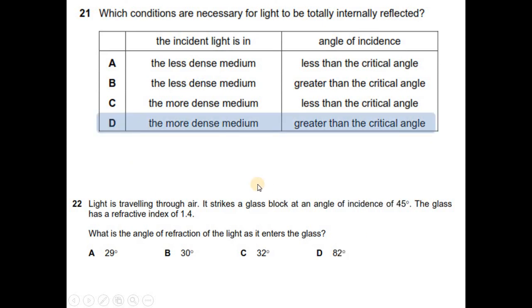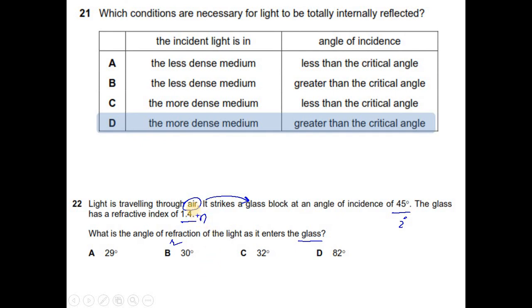Light is traveling through air. It strikes a glass block at an angle of incidence of 45 degrees. The glass has a refractive index of 1.4. What is the angle of refraction of the light as it enters the glass? So you are given incident angle i and refractive index n, and light is coming from air to glass, and you need to find angle of refraction r. It is a straightforward question.